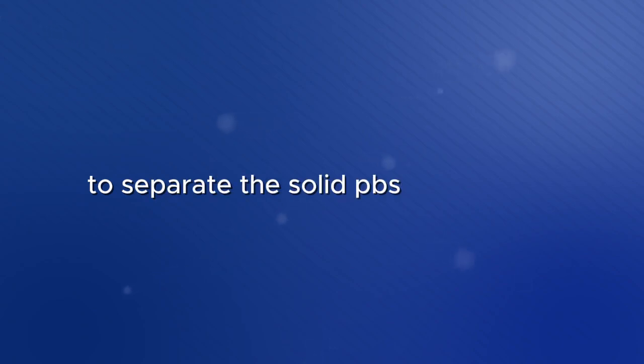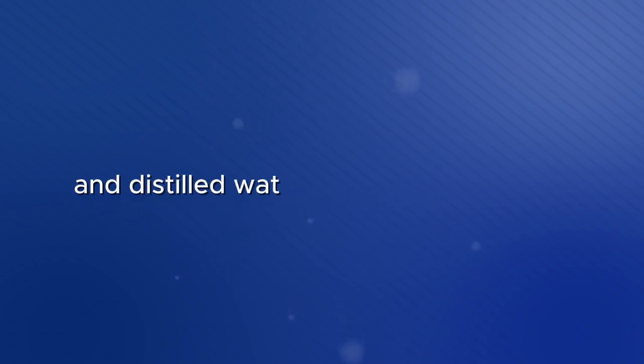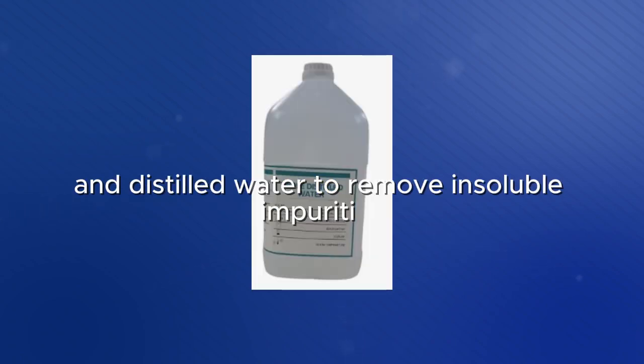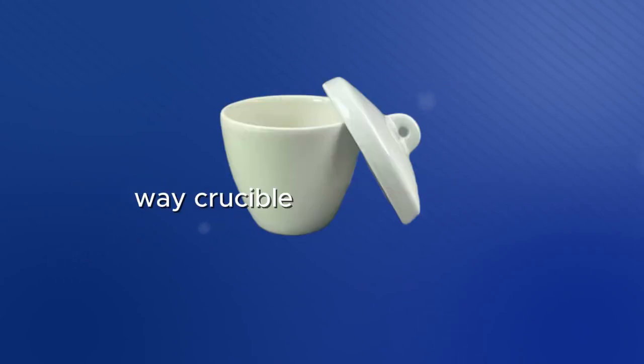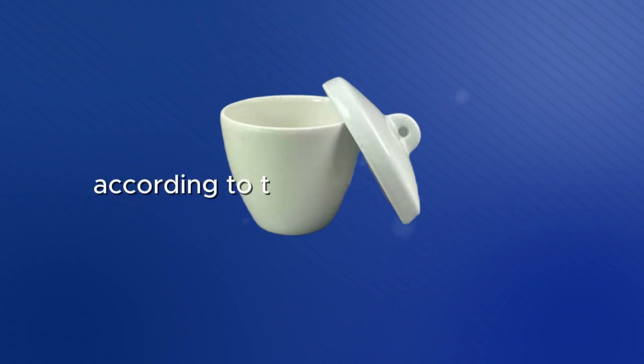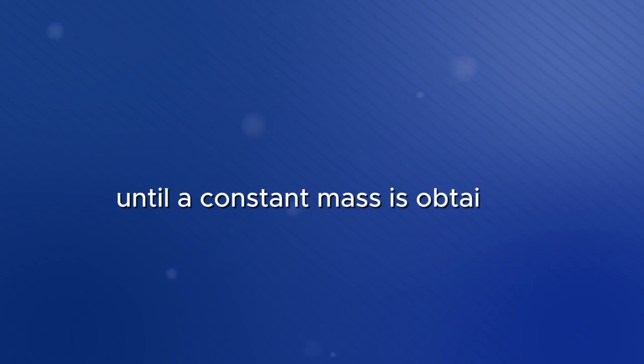Step 5. Use a funnel and filter paper to separate the solid PbSO4 from the liquid. Wash the precipitate with distilled water to remove soluble impurities. Step 6. Transfer the filter paper and precipitate to a porcelain crucible and dry or ignite according to the specific laboratory procedure until a constant mass is obtained.